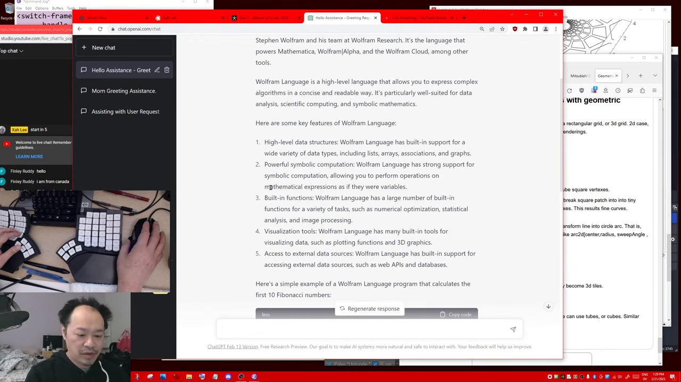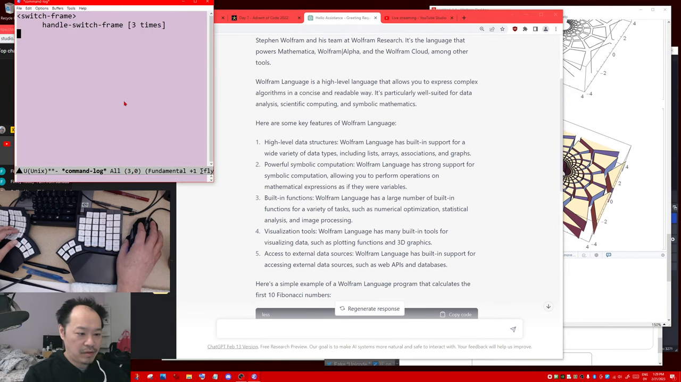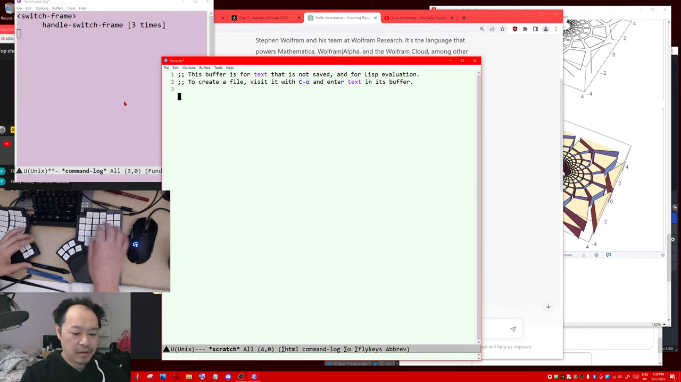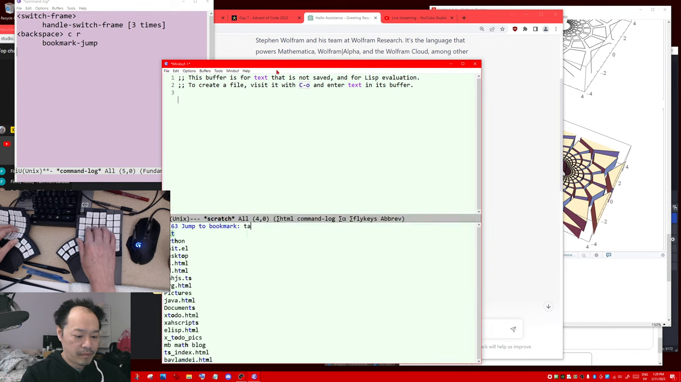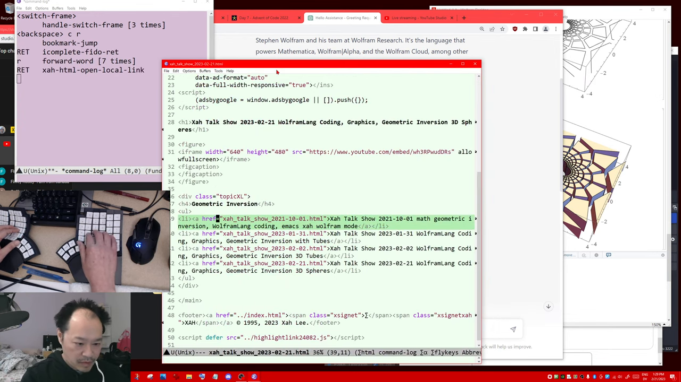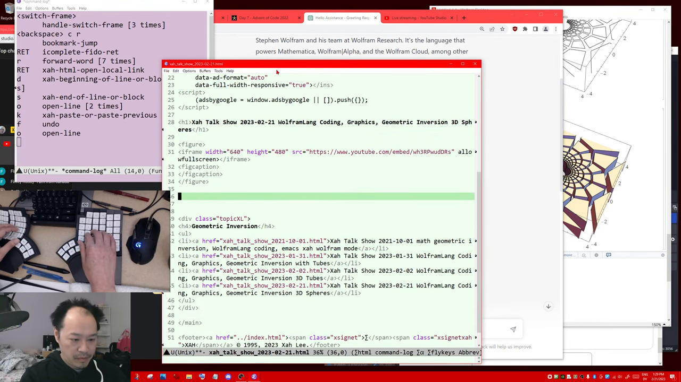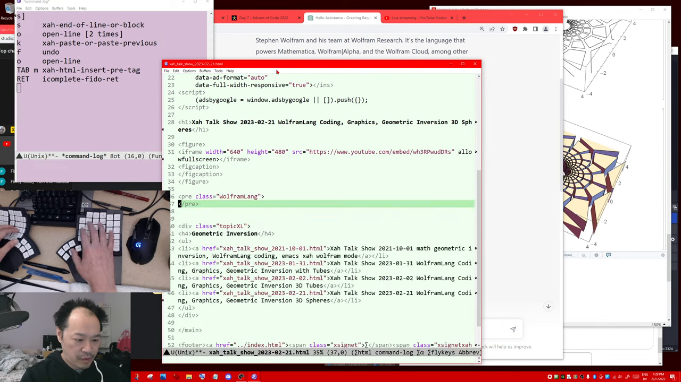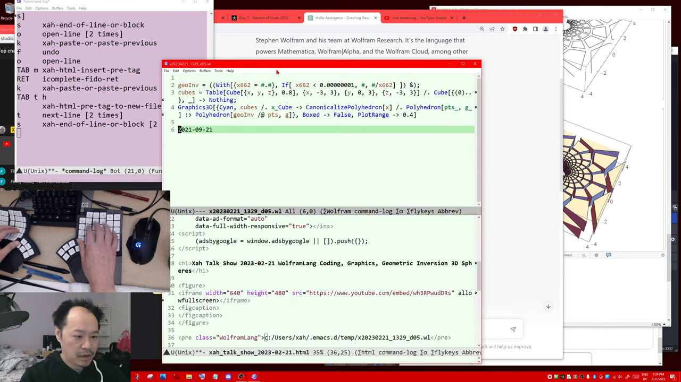Any comments and questions, post them. So let's go back to Emacs so that I can use my keys. Comments, questions, post them, okay? So we start a Wolfram Language code, paste it there, and start to do it.